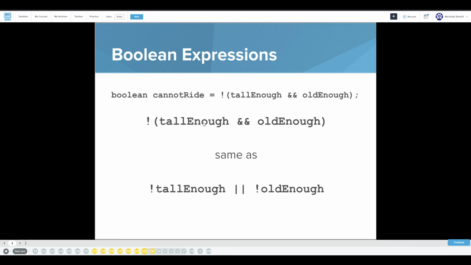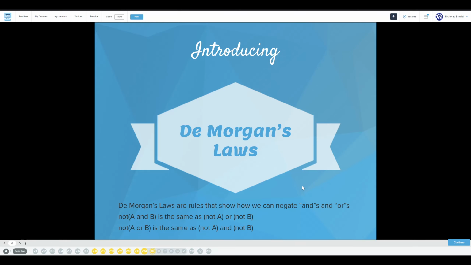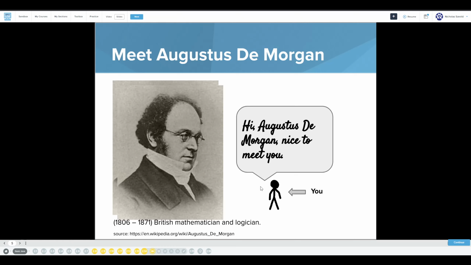If you're not tall enough and old enough, or either not tall enough or not old enough. It kind of works out logically. That's that funny little guy. Here's you, a very tiny stick figure, and he's glaring down at you. It's Augustus De Morgan.